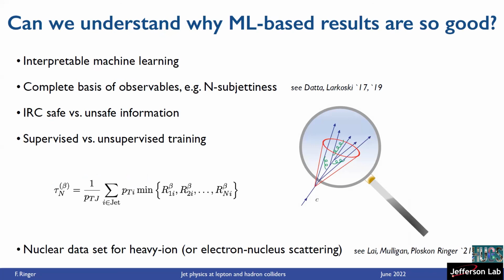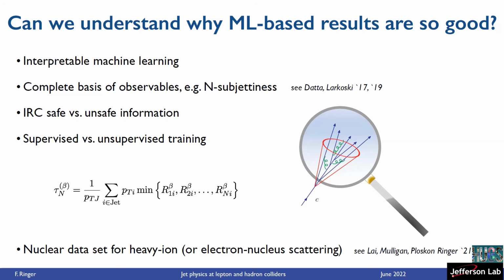People have thought about how we can make machine learning more interpretable, right? How we can potentially map it to observables that we can also understand from first principles. One way to think about this is in terms of so-called complete bases of observables. For example, there's some work in this direction also in the context of nuclear physics.